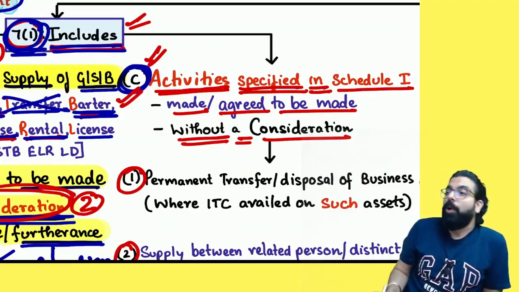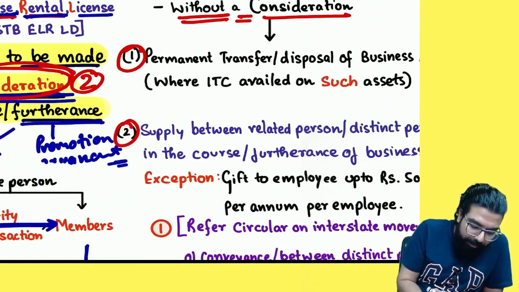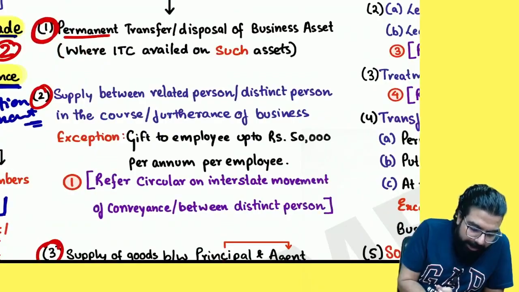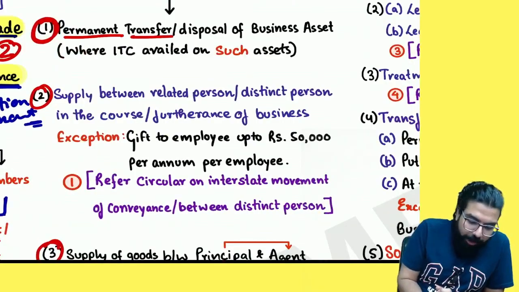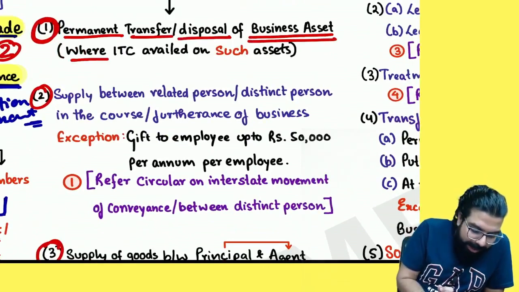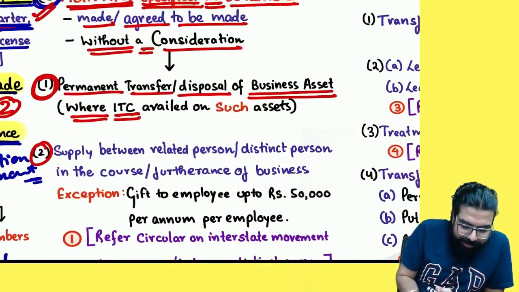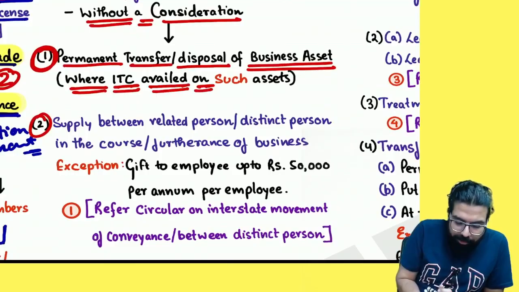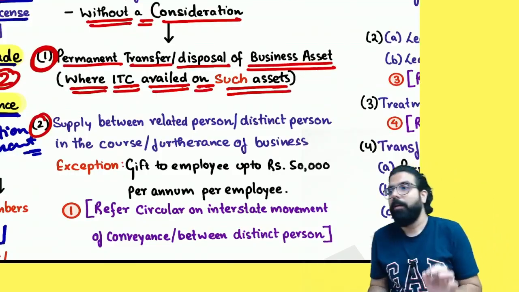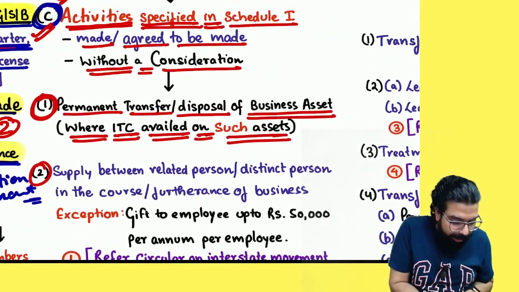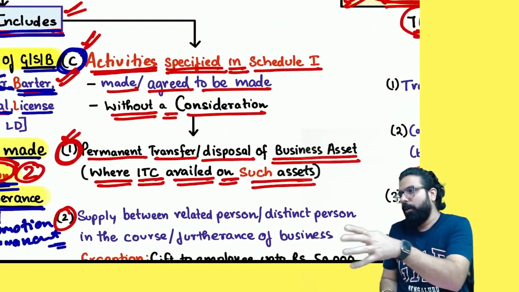Everyone over here now. What are the 4 activities? Number 1, permanent transfer or disposal of a business asset where ITC is availed on such asset. Everyone, first I will teach you this one and then I will give you a short break. Okay, everyone? Chalo, concentrate.